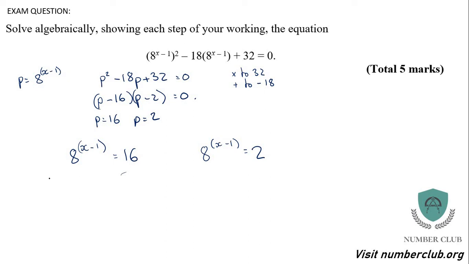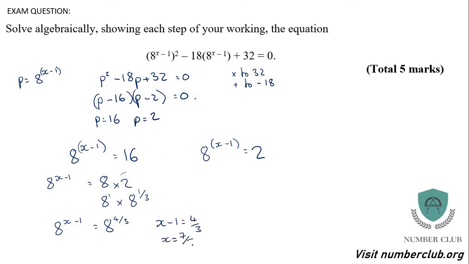We need to figure out what power of 8 is 16. To do that, we can say that 16 is equal to 8 multiplied by 2. So that is 8 to the power of 1 multiplied by 8 to the power of 1/3, because 2 is the cube root of 8. So what we now know is that 8 to the power of x minus 1 is going to equal 8 to the power of 4/3. 16 is 8 to the power of 4/3, I promise you that. Now that we know that, we've got x minus 1 is equal to 4/3, which means that x is equal to 7/3. And that's one really nice way to do it.